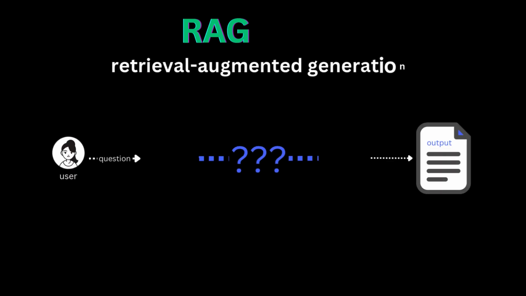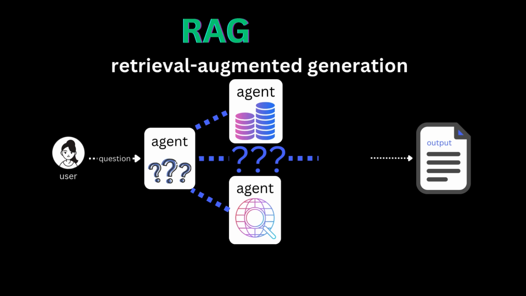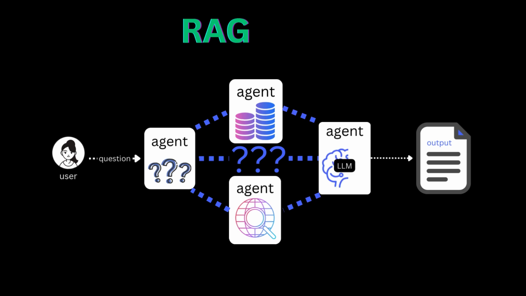Now, what happens when you need more than just a simple question and answer system? What if your use case requires reasoning across multiple steps, deciding whether or not retrieval is necessary, or even combining different tools like APIs and databases? That's where RAG agents come in.